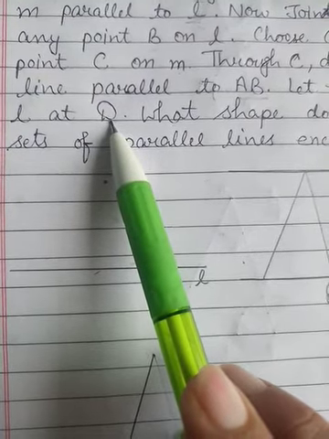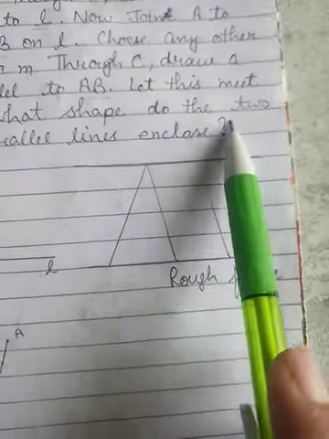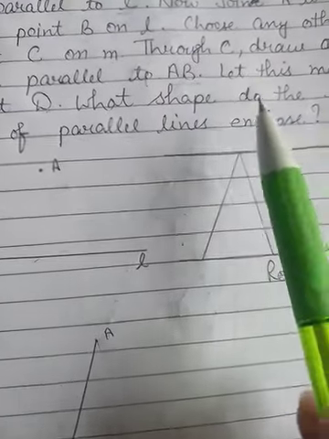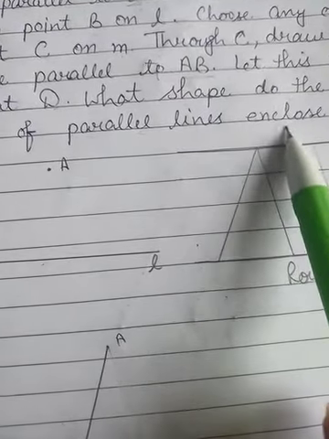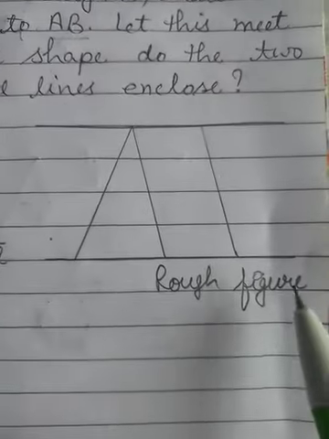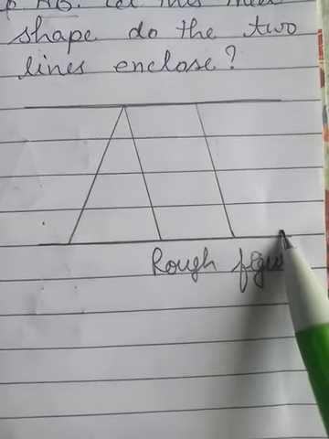That line meets L at point D. What shape do the two sets of parallel lines enclose? We need to tell which figure the parallel lines are making. Okay, so here is a rough sketch which I have made for you. So this type of diagram we need to make.